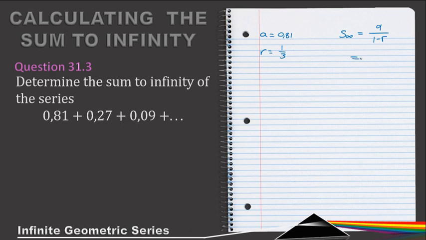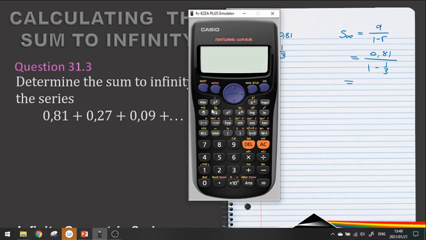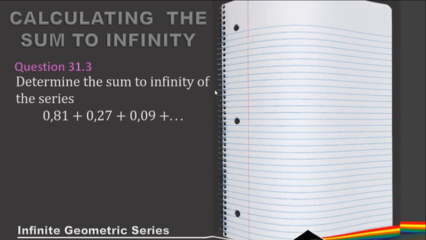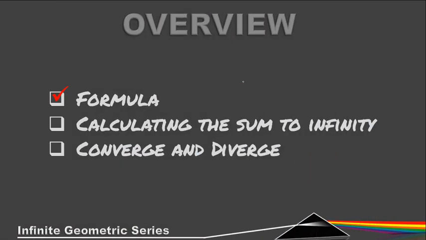Okay, substituting in 0,81 over 1 minus 1 over 3, and then calculating 0,81 over 1 minus 1 over 3. And that gives us 243 over 200. Okay, so that was easy enough.